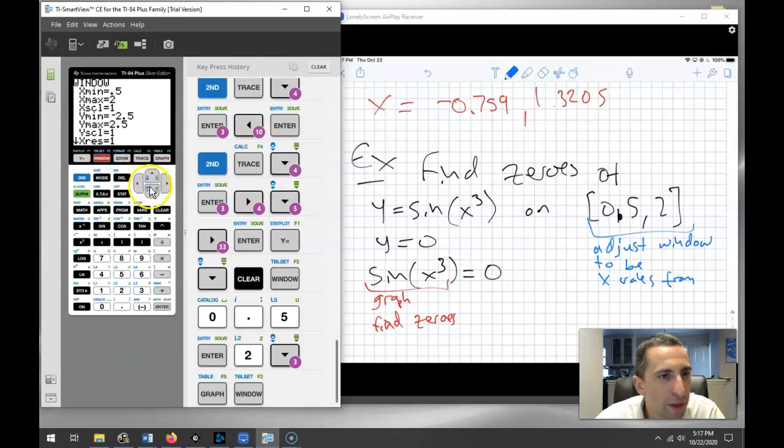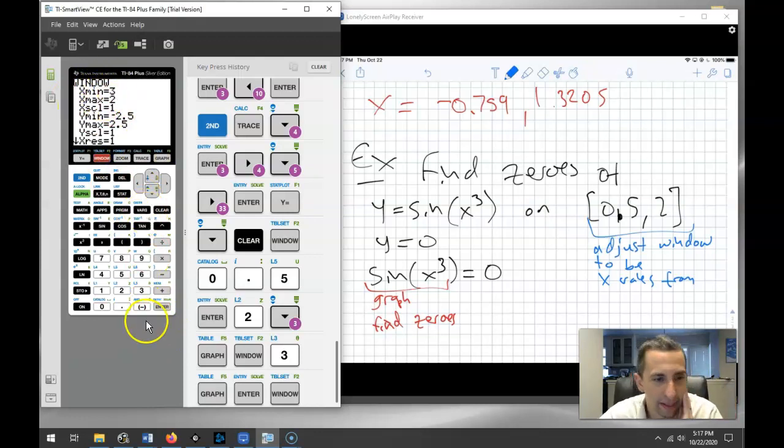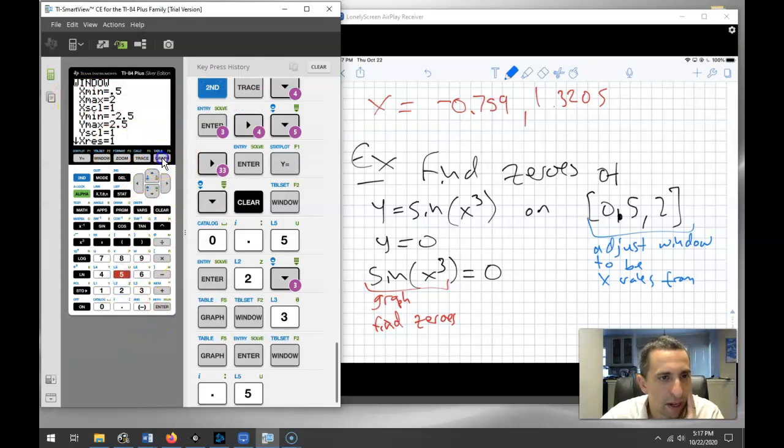One thing I want to show you, if you give it something that's not valid, like if you say, I want to see what's going on from 3 to 2, the calculator won't graph. It'll say there's a window range error. That just means you have some problem in your window settings. Like here, your min is bigger than your max. That doesn't make sense. So anyway, let's go to 0.5 and graph that. All right, so we see two zeros. We have one around here and then one around here closer to 2.